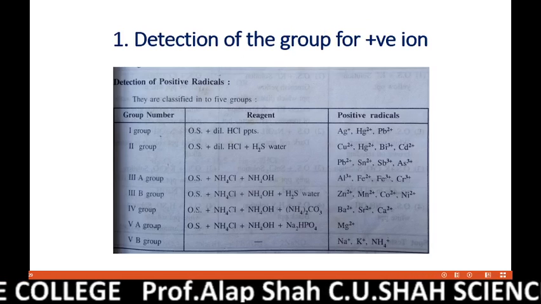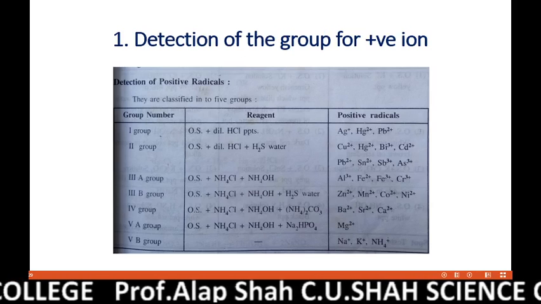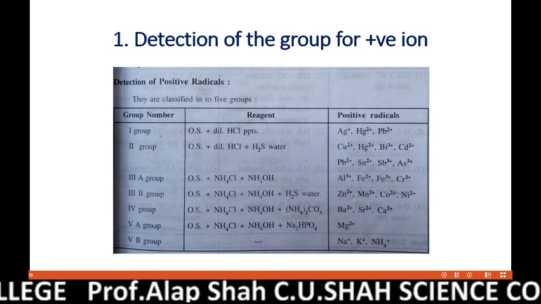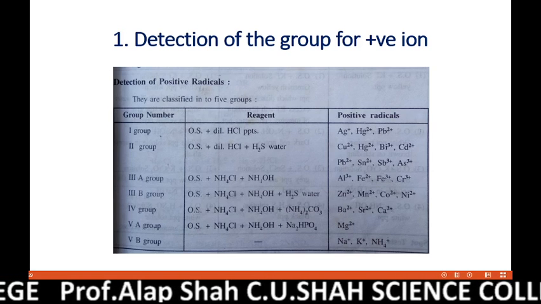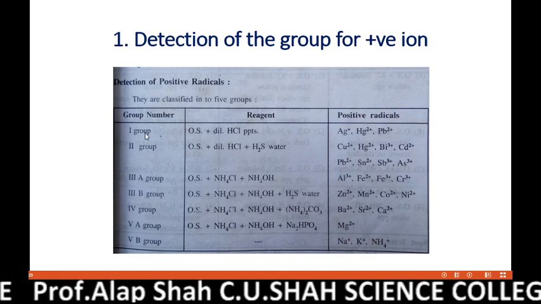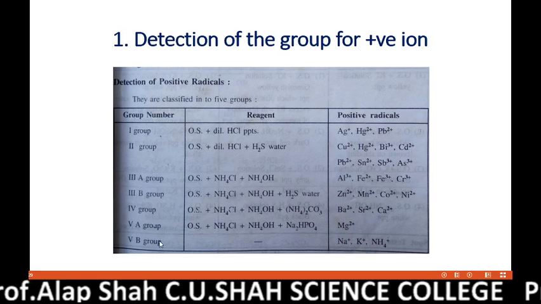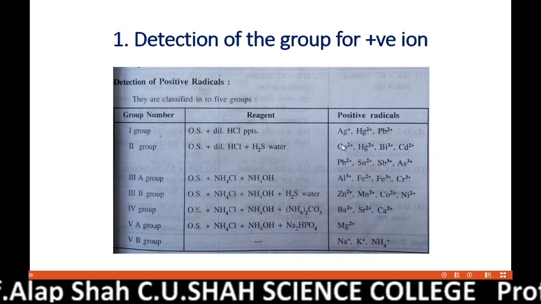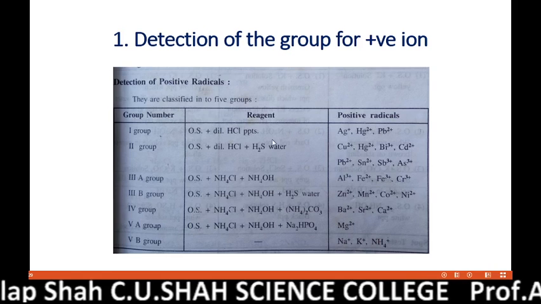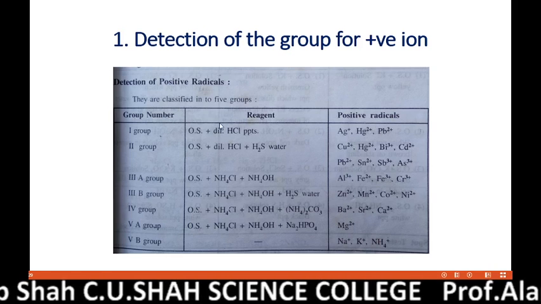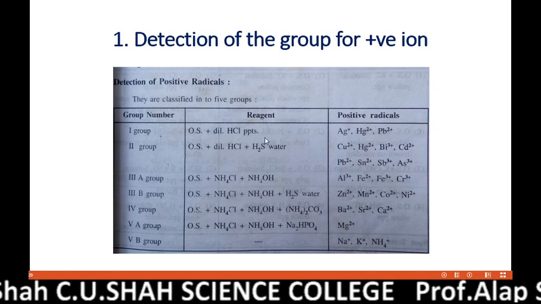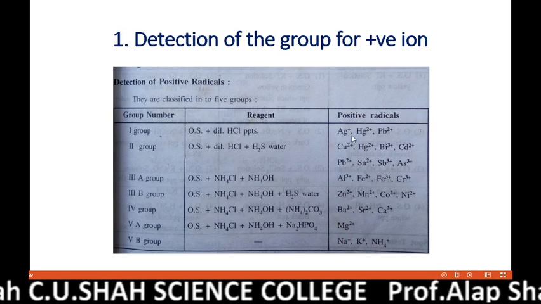First, detection of the positive ion. First you will take the OS and add dilute HCl. I hope you remember these reagents. The groups are first, second, third A, third B, fourth, fifth A, and fifth B. These are the ions in each group. So you add dilute HCl to the OS, and if you are getting precipitates, then the first group is present.